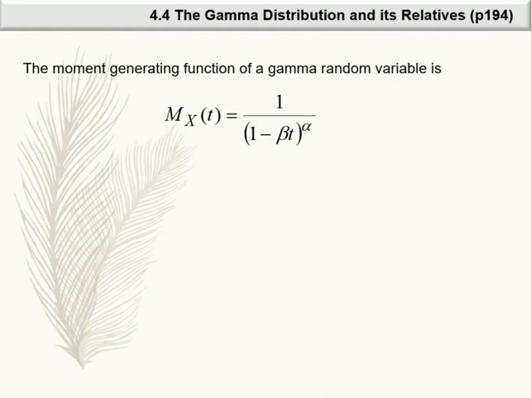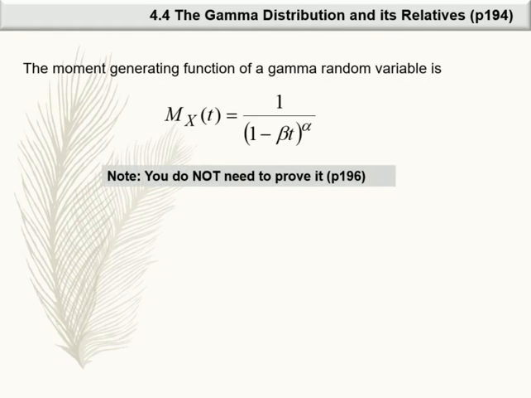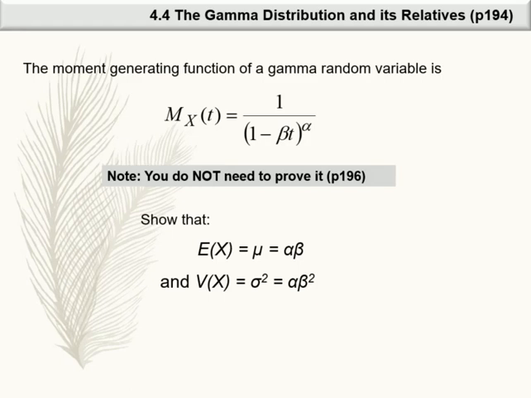This is the moment generating function of a gamma random variable. In the textbook, they show you the proof, but you do not need to be able to prove it, so don't worry about it. However, you need to be able to show that the mean and the variance are equal to alpha beta and alpha beta squared, respectively, using the moment generating function as is, or using that R X of t function. So just make sure you can do that calculation.